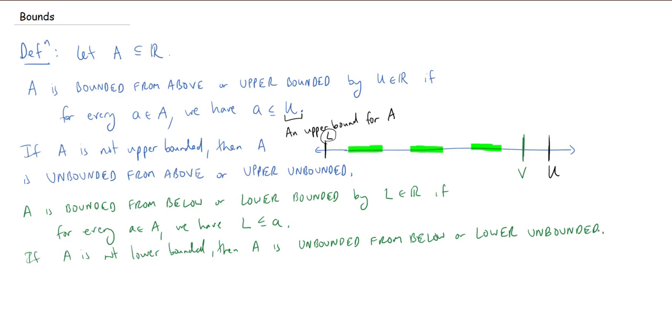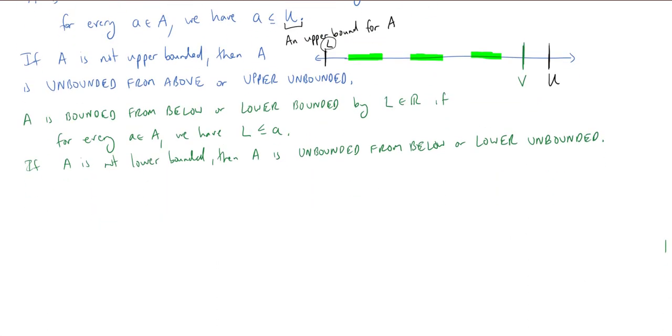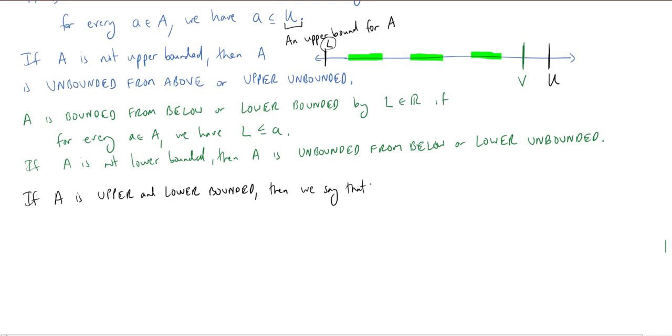Now in this picture, the set A that we've drawn with these green bars, we can see it has both an upper bound and a lower bound. And in that case, we're just going to say A is bounded. So if you ever hear that phrase, A is bounded, then we mean it is bounded from above and from below. So if A is upper and lower bounded, then we say that A is bounded.